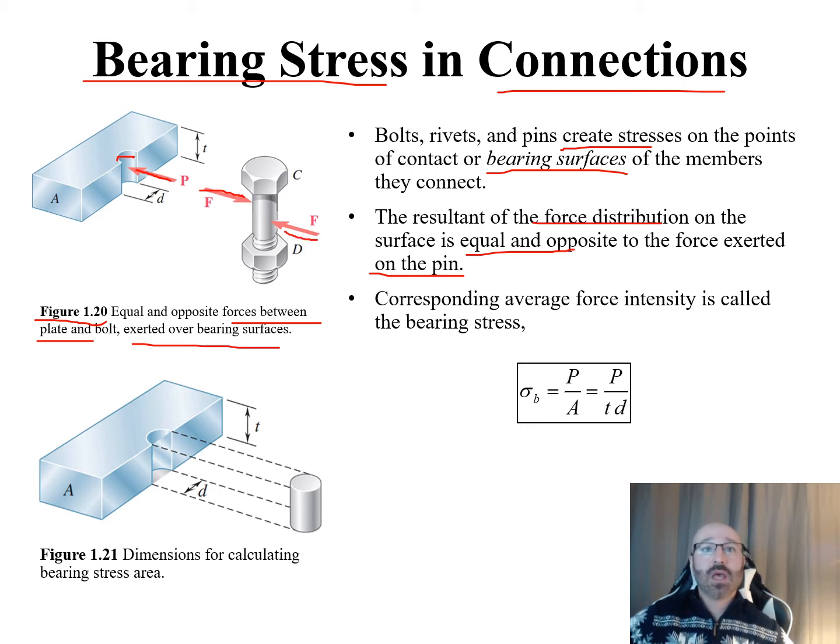Now, the bearing stress is going to be this corresponding average force intensity, and it's given by this definition down here. Sigma sub B, our stress here of the bearing, is referred to as our sigma B, and this is equal to P over A. Or if we take a look down here, and we're talking about this cross-sectional area right here, we can go down to this diagram, figure 1.21, for the dimensions for calculating the bearing stress area. You can see the diameter of the pin is given here as D, the thickness of this plate here is T, so therefore the area we're going to be dealing with is T times this diameter D, and sigma B is P over T times D right there.